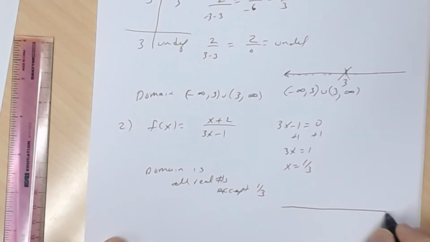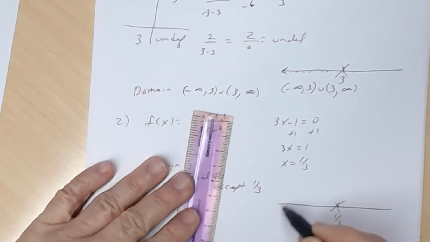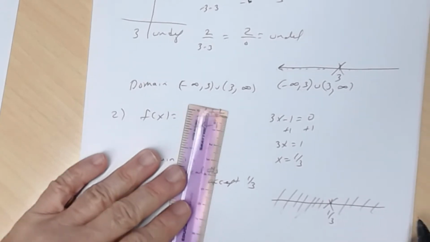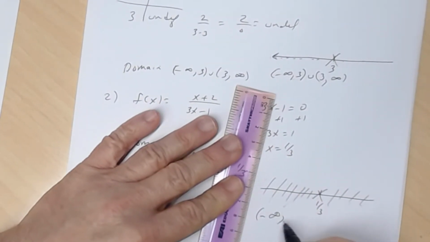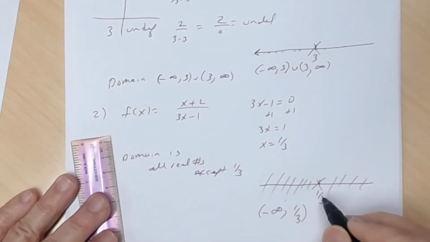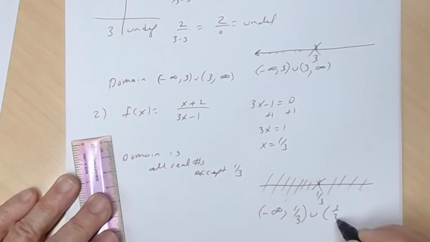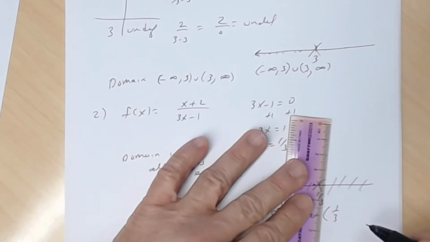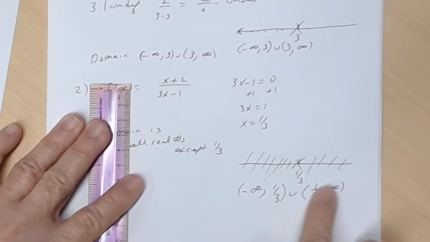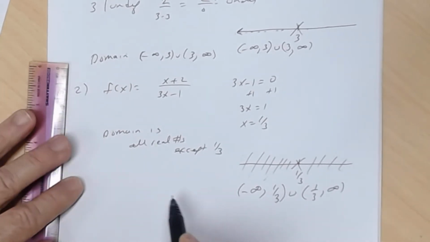Okay, but you want to put this in interval notation. So let's put this on the number line. 1/3, cross it out, and then your domain would be all of these real numbers and all of these real numbers. So you're going from negative infinity to 1/3 with a parenthesis. Remember, parenthesis because 1/3 is not part of the domain. Union, and then you say 1/3 to infinity. All right, so remember this means all real numbers except 1/3. Okay, so that's your domain.